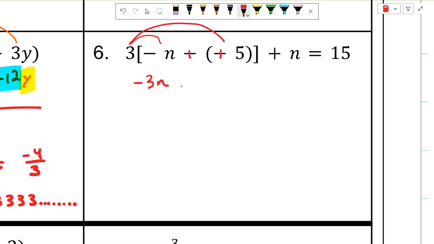That's -3n plus 15. And then do we multiply this 3 times the n? We do not, because that n is not inside the group. We just bring it down. Now we have an addition sign and an addition sign, and that means we can use the commutative property and add out of order. Do you remember what's in front of this variable that you can't see? A 1, and -3 plus 1 is -2n's.